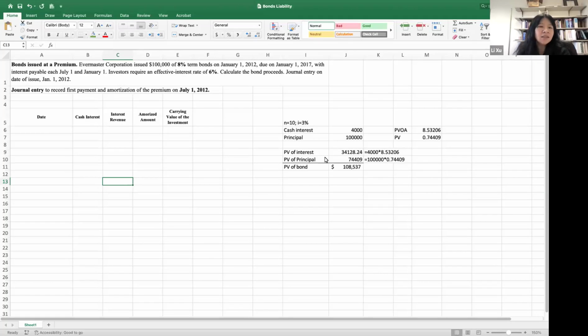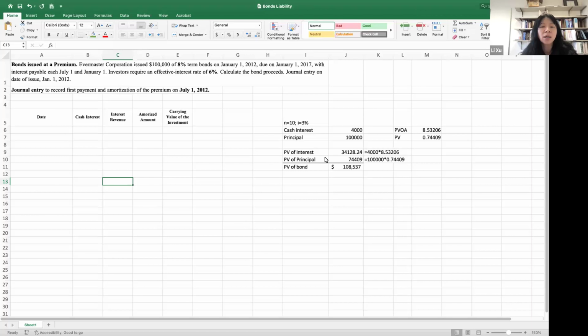Hi, this example shows you how to do the journal entry related to long-term debt liability by using the tables. I know we have a couple of examples using Excel, but this example is a good way for you to review how to use the tables to solve the present value question. So let's read this question together.